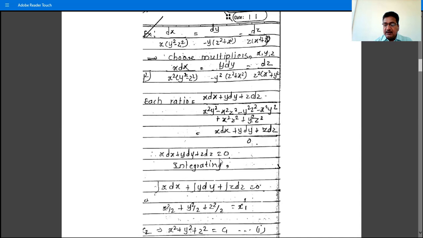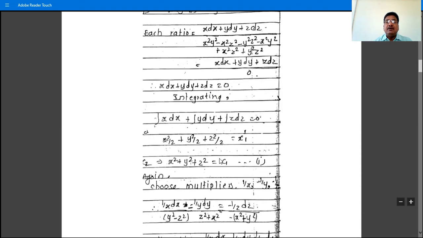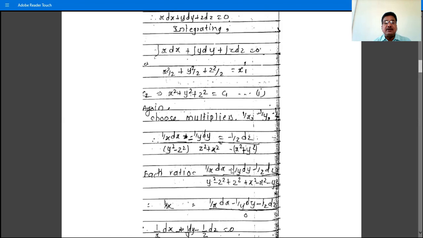So after integrating, we have x square by 2 plus y square by 2 plus z square by 2 is equal to c1 dash, the constant of integration. Then multiply by 2, and 2 c1 dash is equal to c1, and then we have x square plus y square plus z square is equal to c1, as one integral curve of the given differential equation, or one solution of the given differential equation.